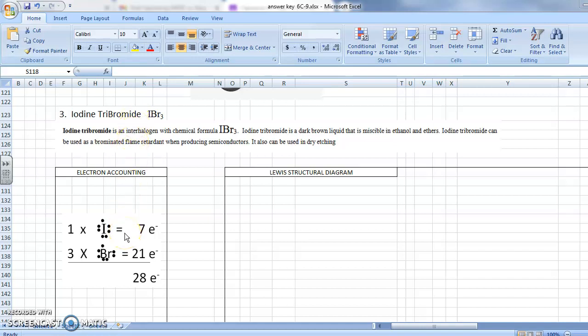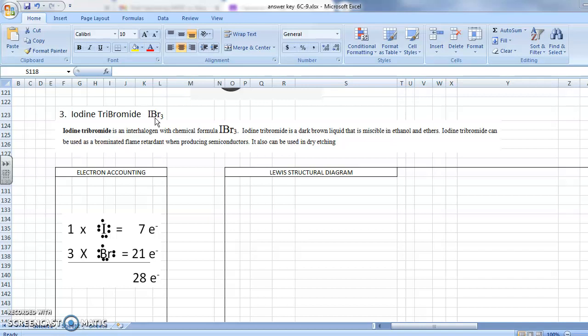It has one iodine as the central atom with 7 electrons, and 3 bromines, each with 7, is 21. Iodine and bromine are both in Roman 7. 7 and 21, we have 28 electrons to work with. Generally, when we write this one, the atom by itself, the first atom here, is the central atom.